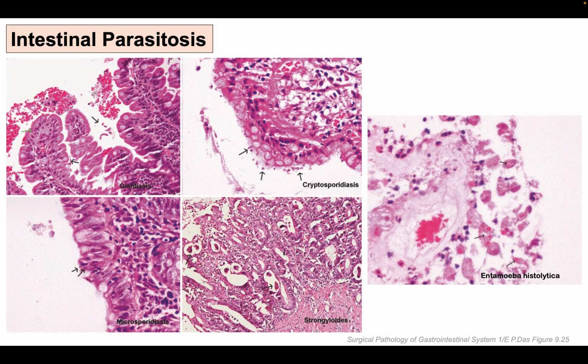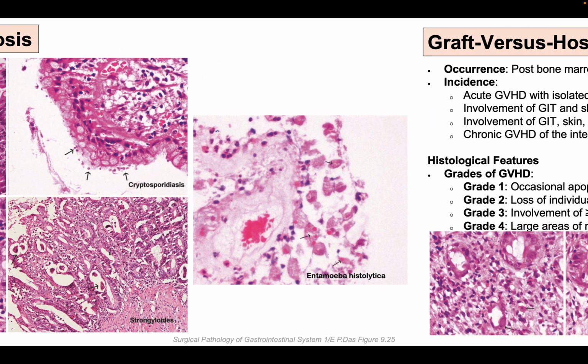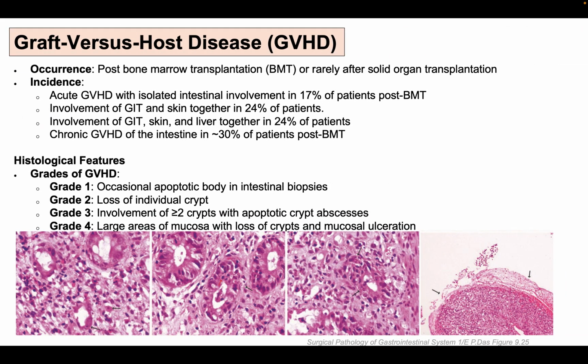Next is intestinal parasitosis. You should look for giardiasis, cryptosporidiosis, microsporidiosis, strongyloides, and Entamoeba histolytica in malabsorption syndrome. The next is graft versus host disease.